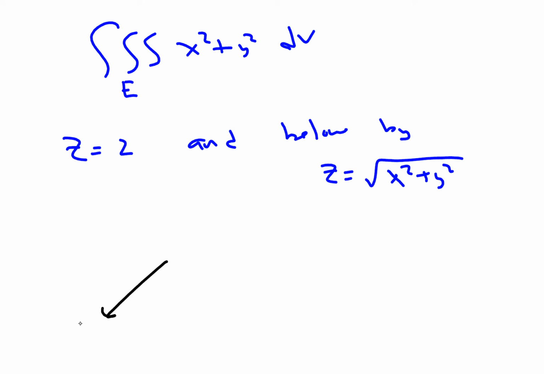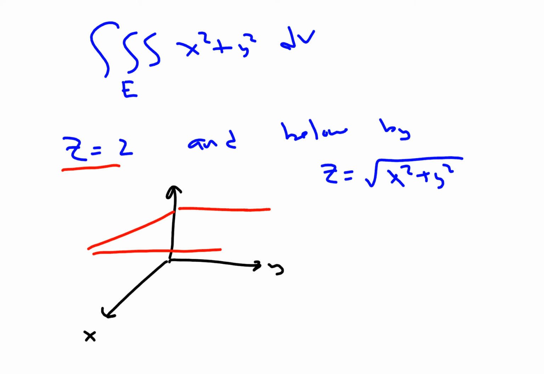But if we draw the x, y, z axes, then we know this first equation, z equals 2, is just a plane whose height is 2. So this is z equals 2. It's parallel to the xy plane. This second shape sometimes causes people a little bit of issues.